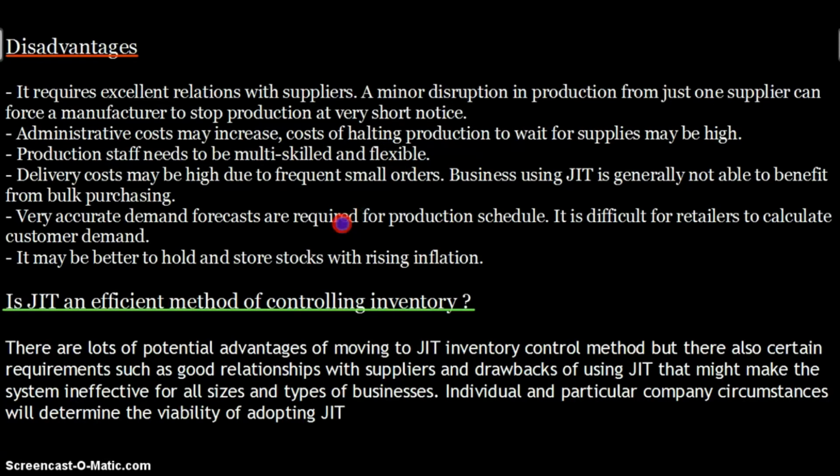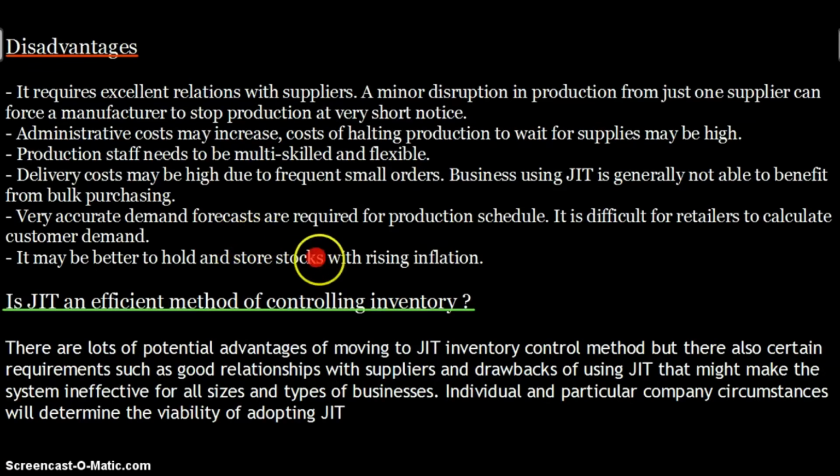The delivery cost may be high due to frequent small orders. Instead of ordering one large order, you are ordering small frequent orders, so of course there will be higher delivery costs, and a business using JIT is generally not able to benefit from bulk purchasing. You are just ordering when you need it, so they are generally small orders. Small orders mean that you can't have bulk purchasing or economies of scale.